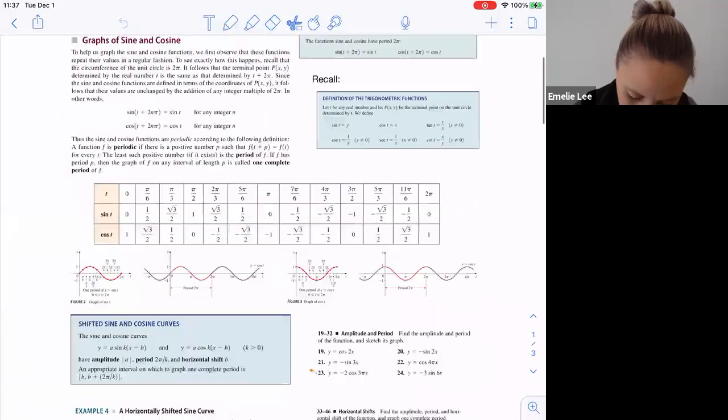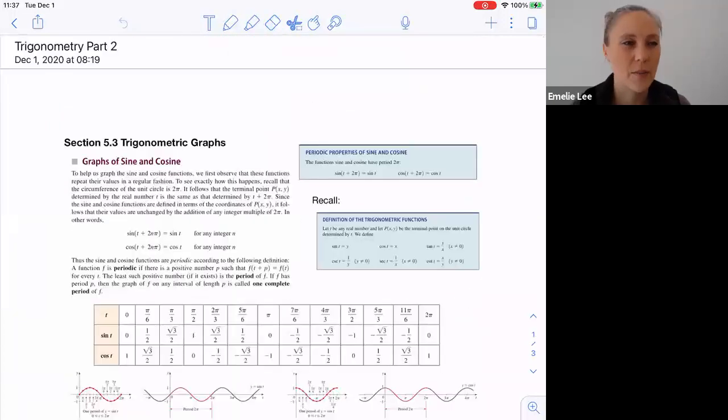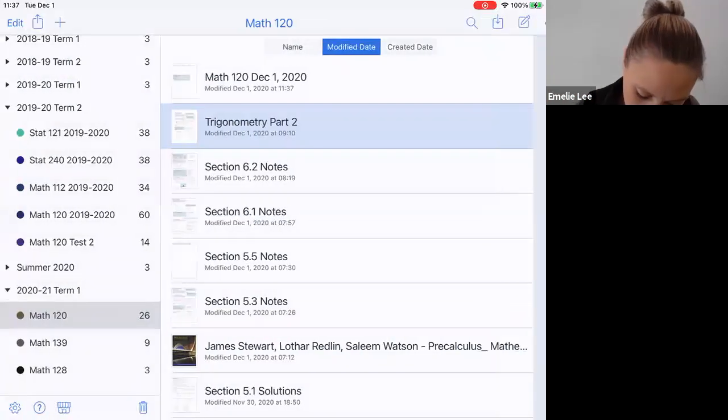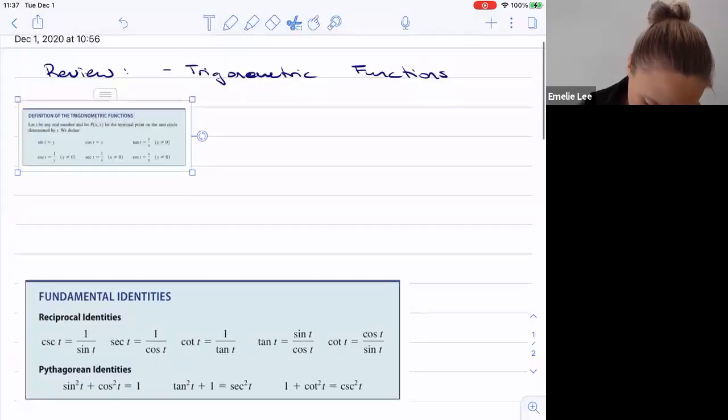I posted a trigonometry part 2 handout on Moodle. I'll retroactively go back and do 5.1 and 5.2 as a handout just so you have them with these. So it'll have these things that I'm copying now. Okay.